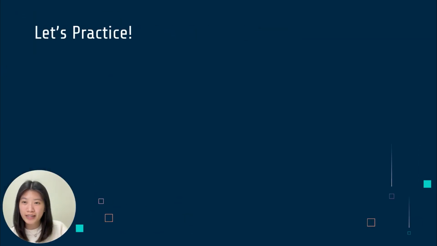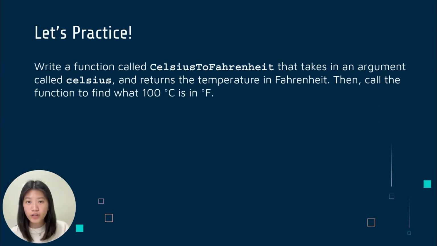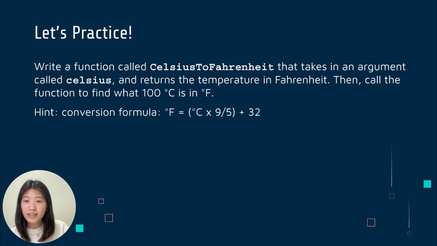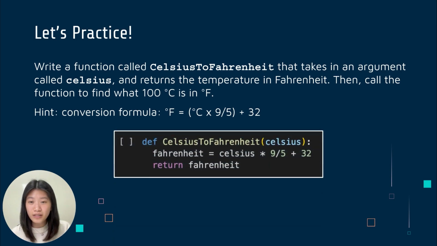Now let's do some practice. Write a function called Celsius to Fahrenheit that takes in an argument called Celsius and returns the temperature in Fahrenheit. Then call the function to find out what 100 degrees Celsius is in Fahrenheit. As a hint, the conversion formula for Celsius to Fahrenheit is Celsius times 9/5 plus 32. Feel free to pause the video to do the solution on your own and then come back and we'll review the solution together. So here's the solution.